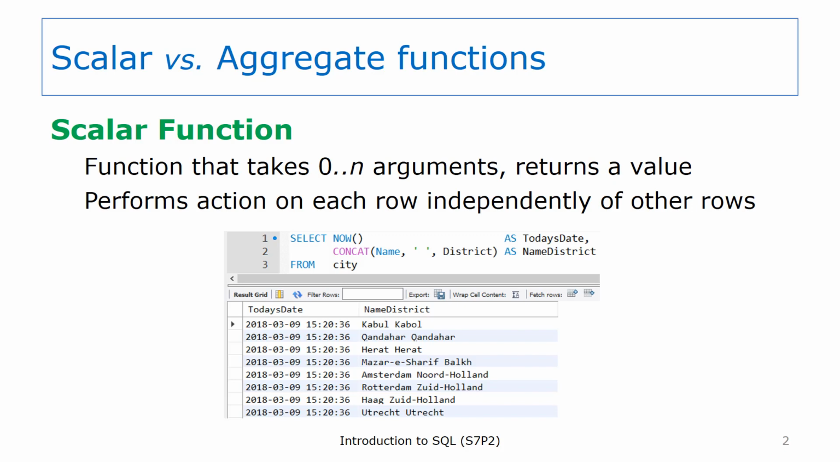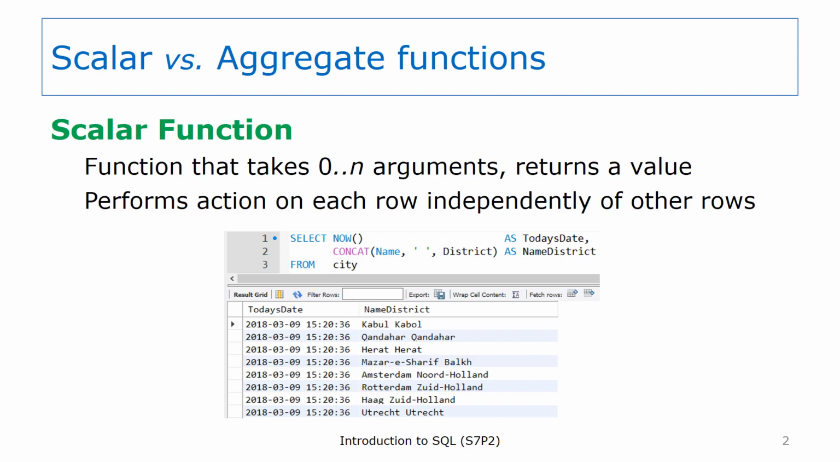On this slide, you see an example of two scalar functions. The first function is the now function. That function does not take any arguments, and it returns the date and time. The second function is the concat function. With concat, you can specify one or more arguments. Each of the arguments for concat is concatenated together to produce the result.